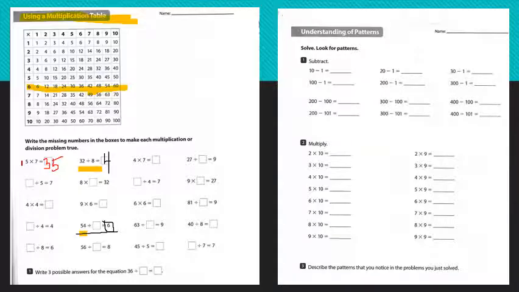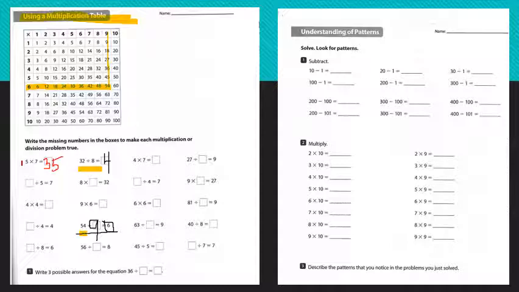Oops, I went too far again. Until I see 54, and when I do that I see 54 right here. Slide my finger over to 54, and then I know once I get to 54, I look straight up and I get to the bolded number 9. So 54 divided by 9 equals 6. And that is the way to use our multiplication table. So you can go ahead and complete the rest of this page using the multiplication table.